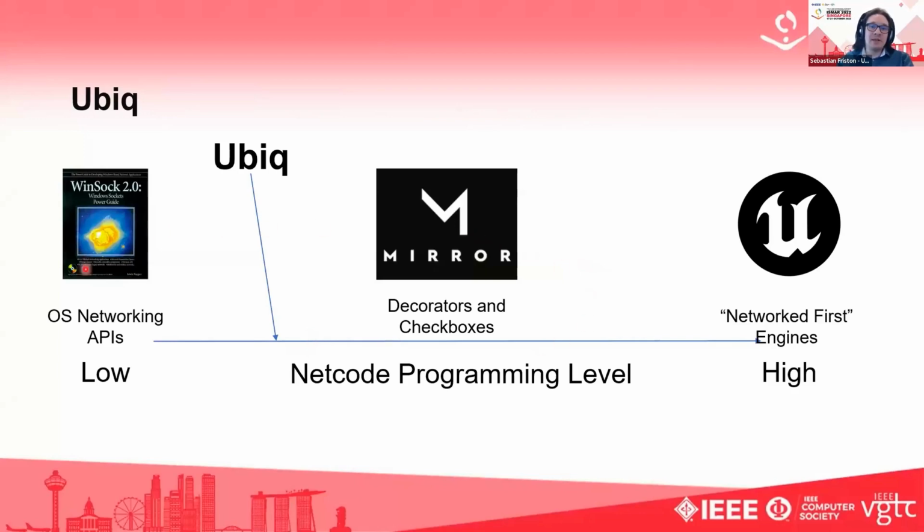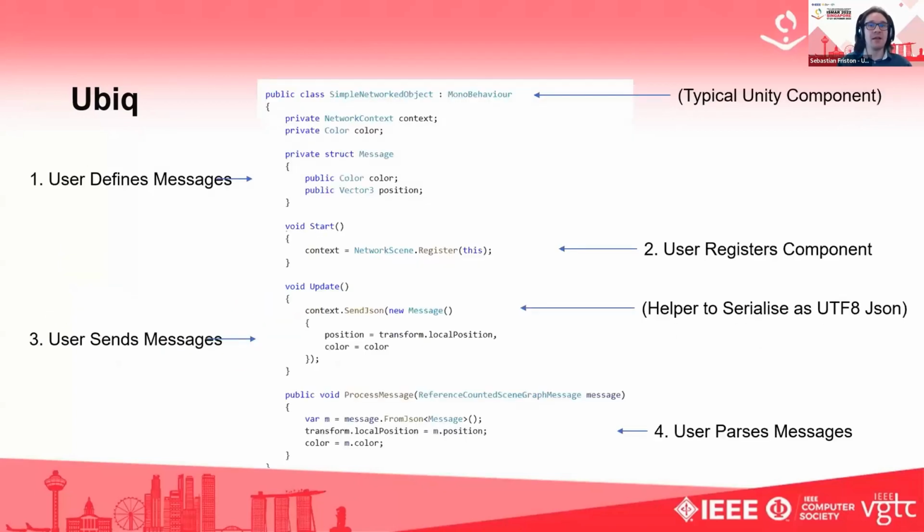So if we imagine networking libraries on a spectrum similar to programming languages, at the very low level, you have the operating systems, networking APIs. In the middle, you might get some checkboxes or some decorators, but you don't really write much code. And at the other extreme, you have engines like Unreal, where the networking is built into the very structure of how you write games in that system. So it's just always there and you just turn it on. And in this respect, Ubiq is fairly low level.